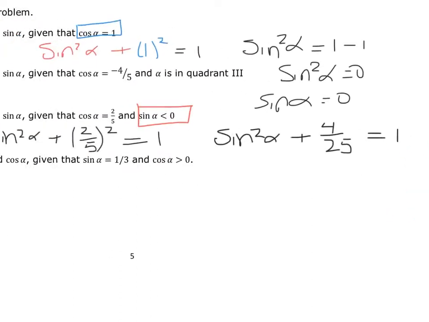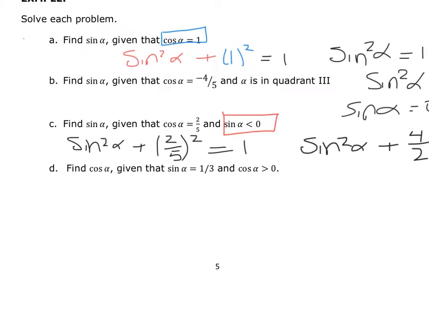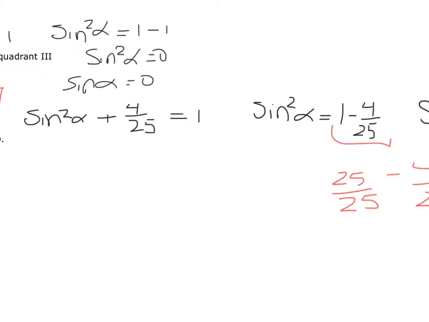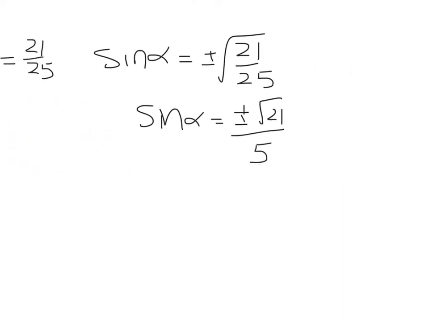How does that tell you? Because it's telling me I want my answer to be less than 0. So I come back over here, and my final answer, by taking the right value for the positive and negative, is that the sine of alpha is equal to negative square root of 21 over 5. And that's my final answer. How was that? Okay, cool.